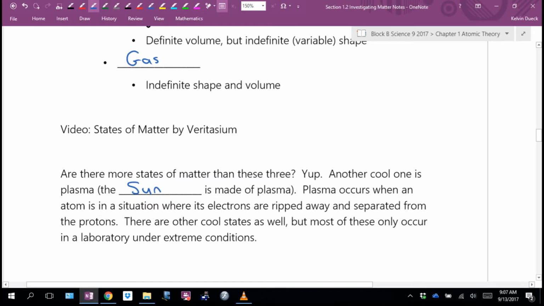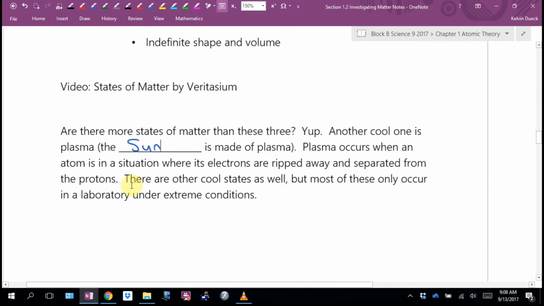The Sun is made of plasma. Stars are made of plasma. Does anybody know how to make plasma in their microwave? Nick? If you microwave grapes, I kid you not, you'll get plasma sparks.